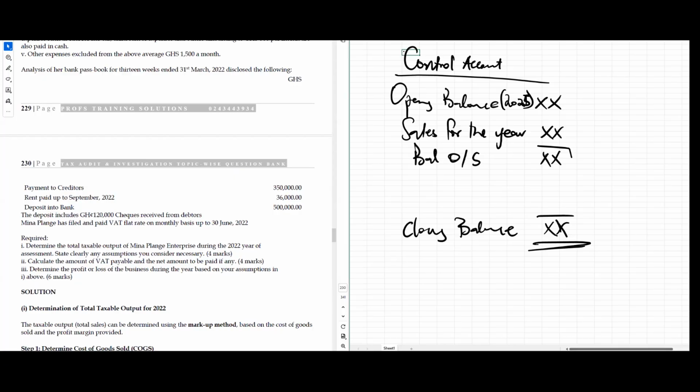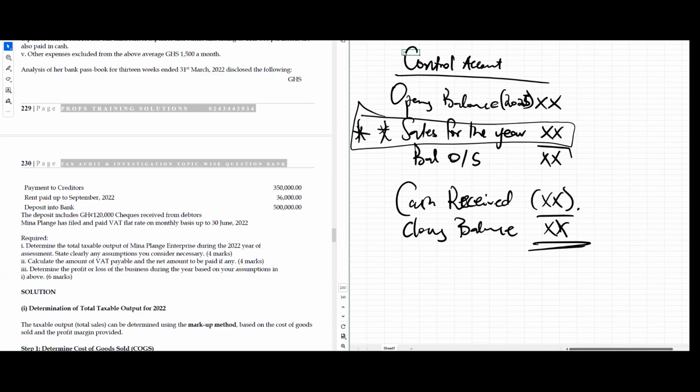So this one becomes the cash received from customers. Do you understand? So the cash received from customers, that becomes the difference. Are you getting it? Now, most of the time, people's sales may not be correct, but this account can help us determine the sales or the purchases.